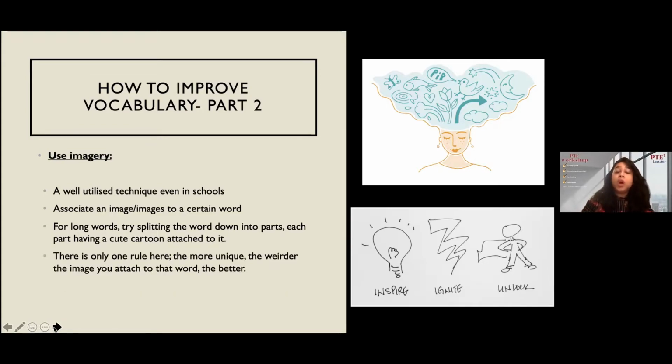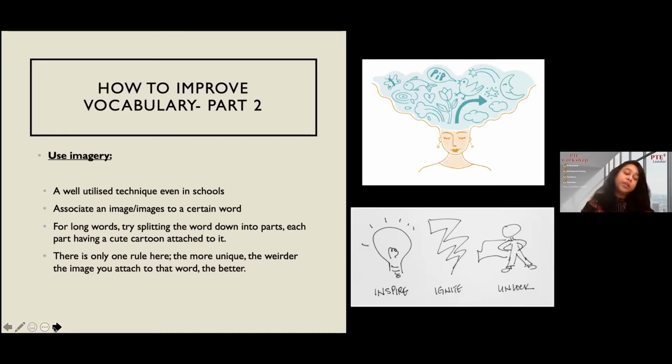There is only one rule here. So when you're using the imagery technique, there is just one rule. The more unique, the weirder the image you attach to that word, the better. So obviously, when we see something really weird, funny, or attractive, we tend to remember that word or that thing for a longer period of time.